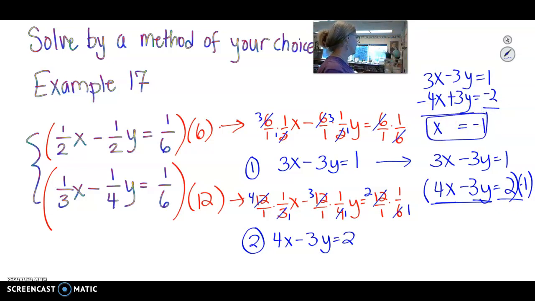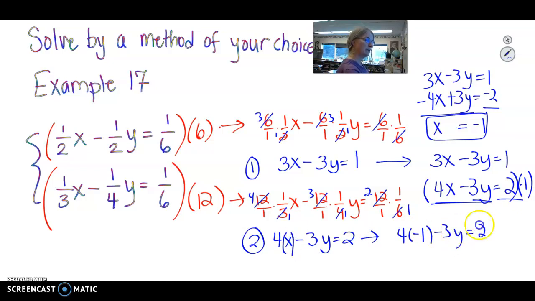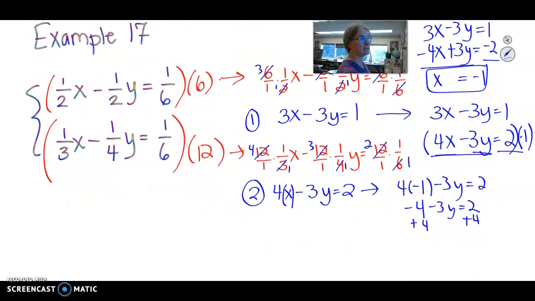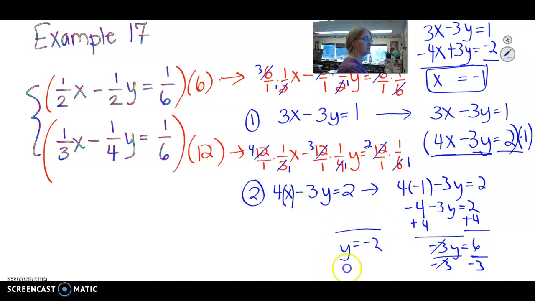So you get your x value, and then you're going to plug it back in to find y. You could do either the original problems, or you can use one of these. I'm going to use equation 2 here and put negative 1 in for this x to solve for y. So 4 times negative 1 minus 3y equals 2. Get negative 4 minus 3y equals 2. Add the 4, and I'm going to get negative 3y equals 6. Divide by negative 3, divide by negative 3, and y equals negative 2. So the solution is negative 1, negative 2.